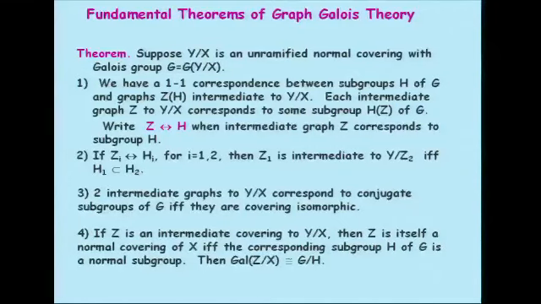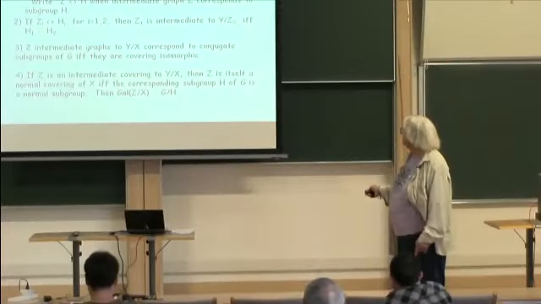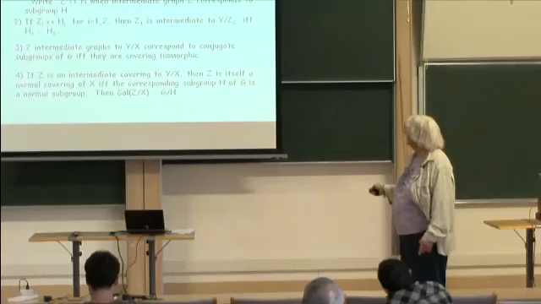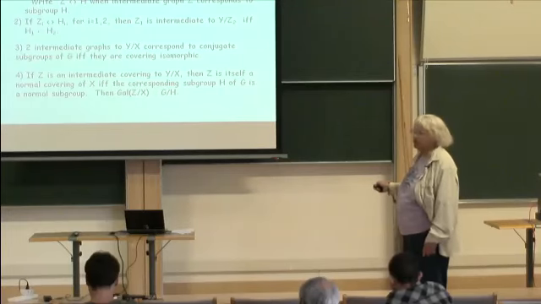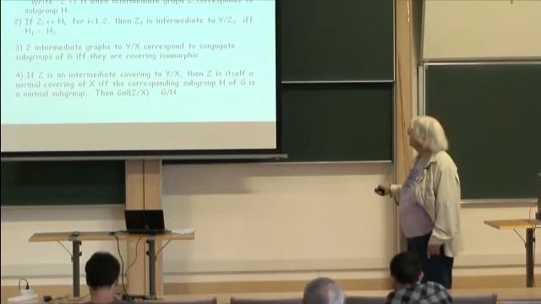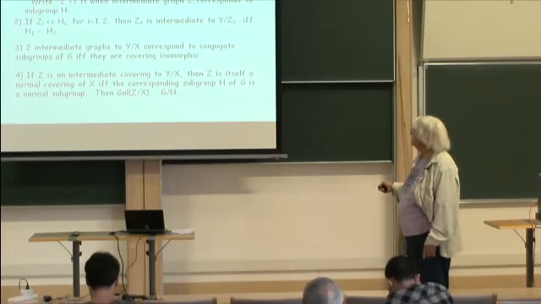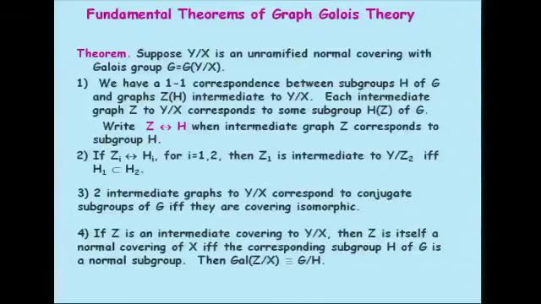And then what you can discover is that two intermediate graphs are covering isomorphic if and only if the corresponding subgroups are conjugate. And if you want to talk about normal subgroups, then what do you need? If Z is an intermediate covering to Y over X, then Z is itself a normal cover, in other words a Galois cover, if and only if the corresponding subgroup is a normal subgroup. And then the Galois group of Z over X is the quotient group. So the standard facts about Galois theory are all true with some effort.